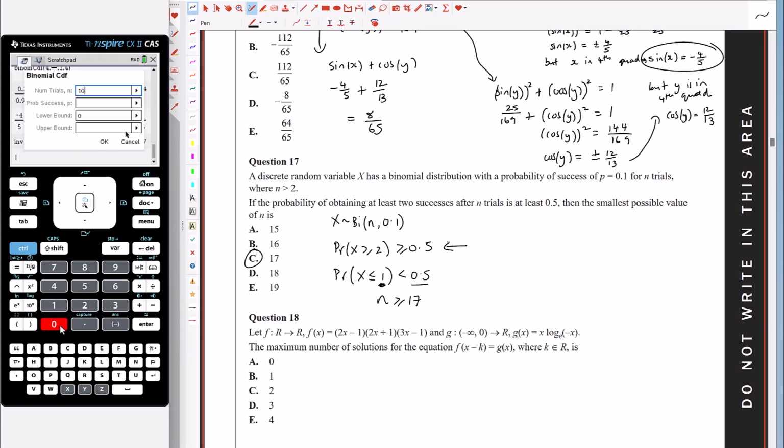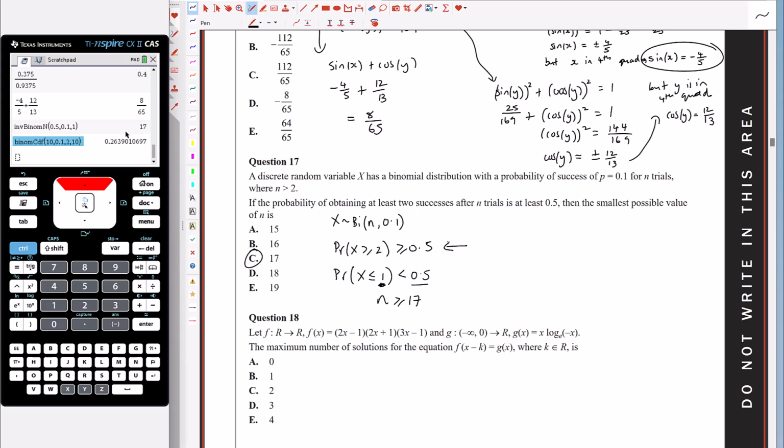Let's just have a guess. Let's guess if we do 10 trials. Probability of success is 0.1. We want to go from 2 to 10, and we want that probability to be at least 0.5, so that's quite a long way off. So maybe I jump up to 15. And you just edit it until you get the probability you want. Okay, we're getting close. Then we try 16, we try 17, we would find that it would be 17.